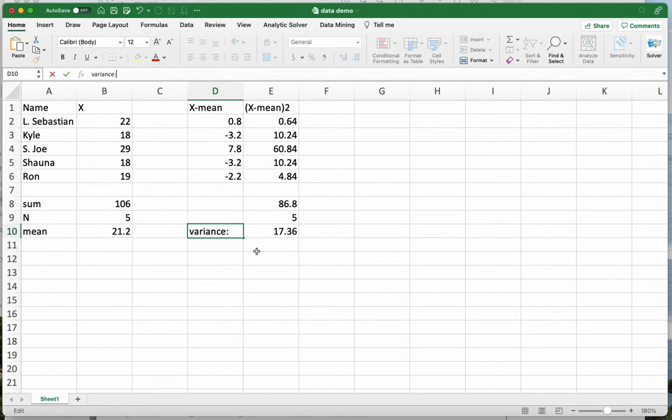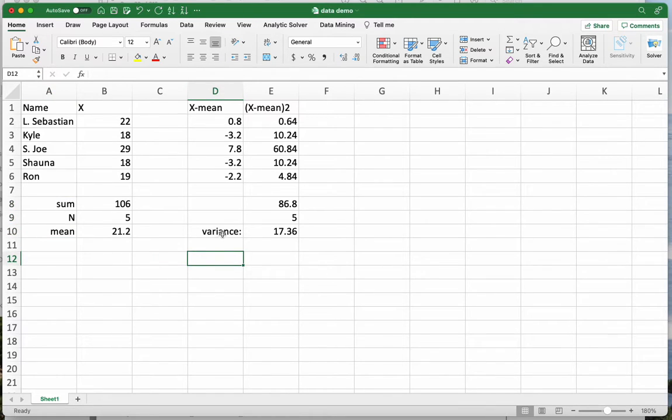In fact, I'll even put it like that there, because that looks cooler. There we go. A little bit of formatting stuff. So the variance of these scores is 17.36. What does that mean? It means the average squared difference between each score and the mean is 17.36 points.